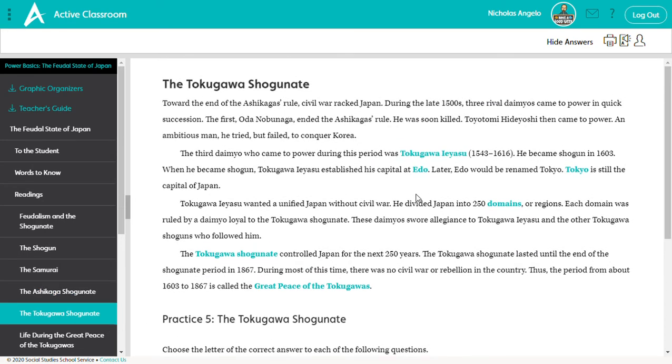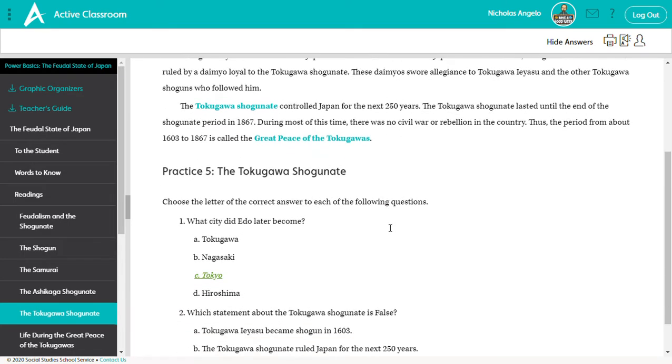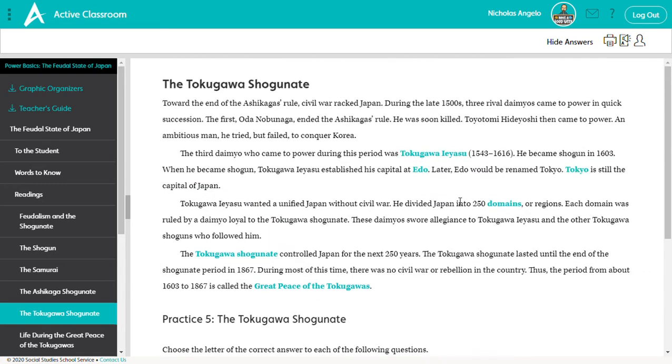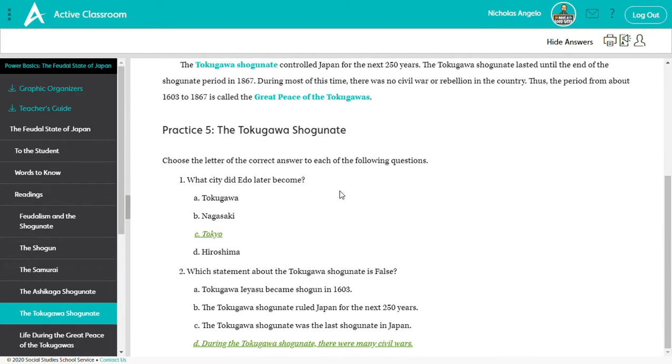Alright, after that comes the Tokugawa shogunate. Question 1. What city did Edo later become? If you read in this section here, it says Tokugawa Ieyasu established the capital at Edo, and Edo would later be renamed Tokyo, and that is the capital of Japan today. So 1 should be C, Tokyo.